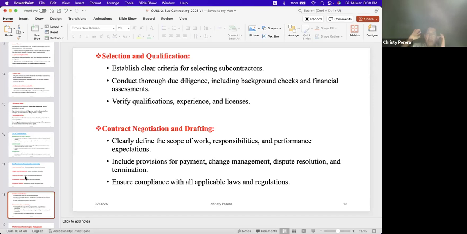Include provisions for payment, change management, dispute resolution, and termination. Those things should be drafted nicely and done properly. Ensure compliance with all applicable laws and regulations. That is also very important. Contractor and the subcontractor, and the client also has a big responsibility on that.